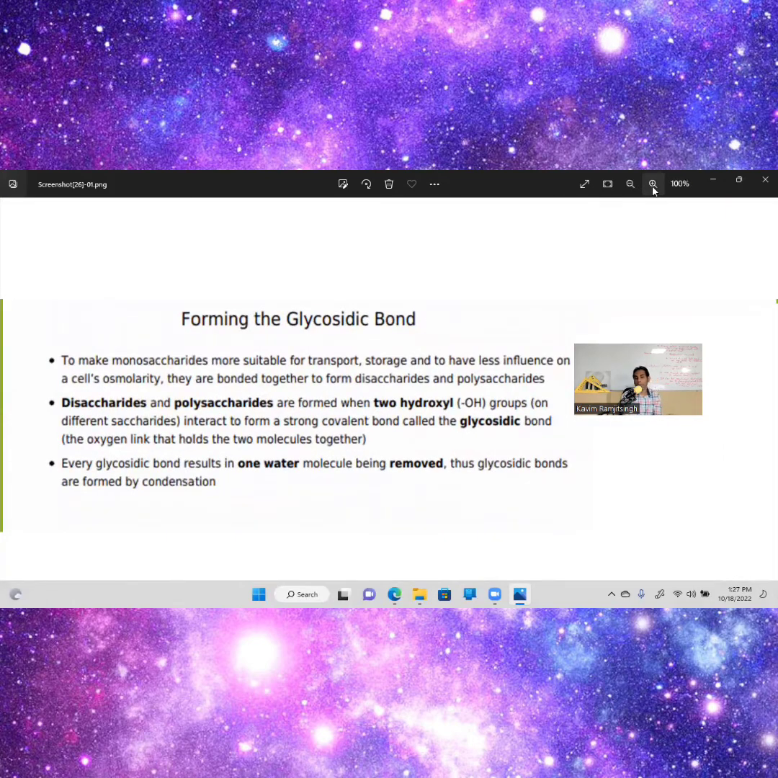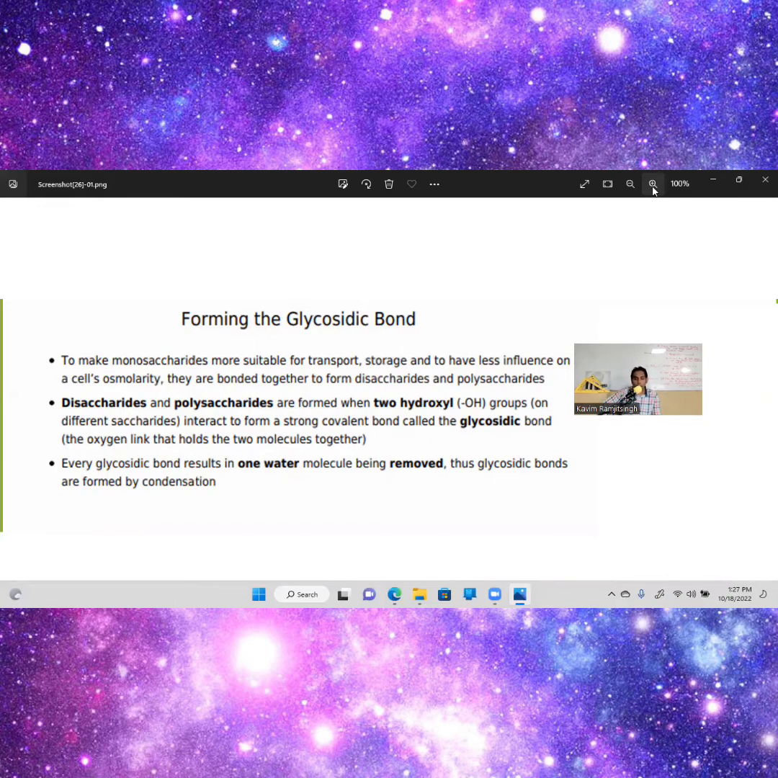And we have your formation of your glycosidic bond, right? To make monosaccharides more suitable, because remember, your monosaccharides will be more or less soluble. And if they are being transported, they will tend to be used up. So in order to make them able to be transported and stored and less affected by osmosis, they are converted into disaccharides and polysaccharides. And that bond that is formed among your monosaccharides when they go into disaccharides and polysaccharides is the glycosidic bond, right?